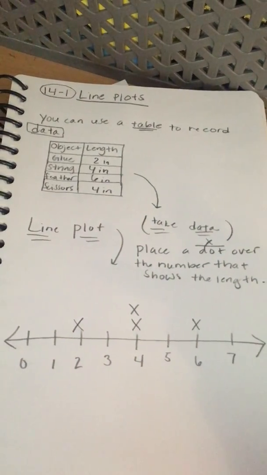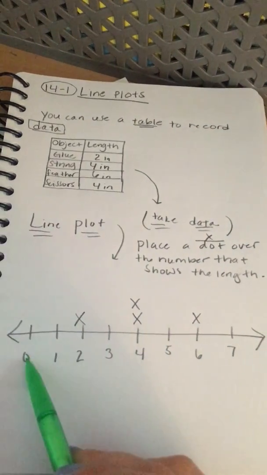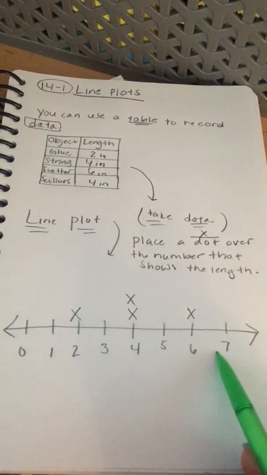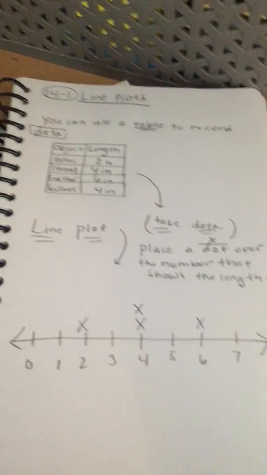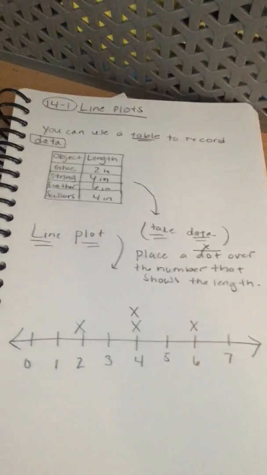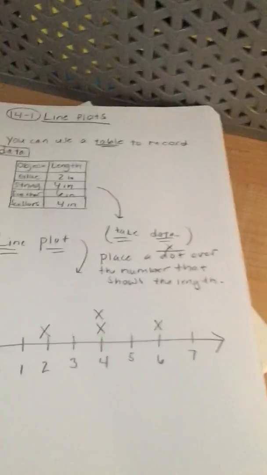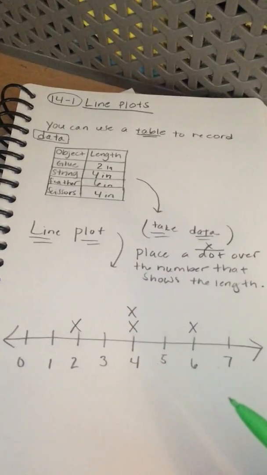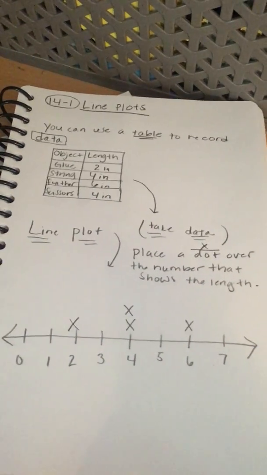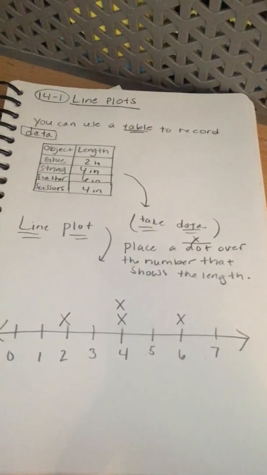Maybe what was the least amount of inches? Well, I would say 0, 1, 3, 5, and 7, because they had nothing. Nothing was 0, nothing was 1, nothing was 3 that I measured, nothing was 5, nothing was 7. In the middle might be our 2 and 6, because they have 1. So that's the line plot.